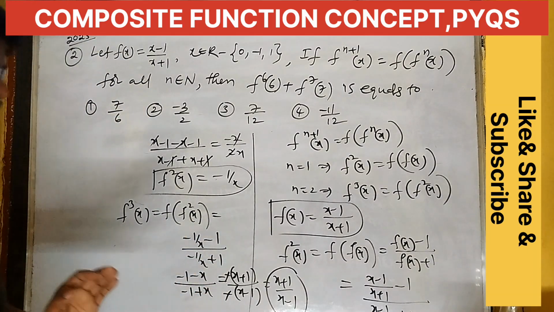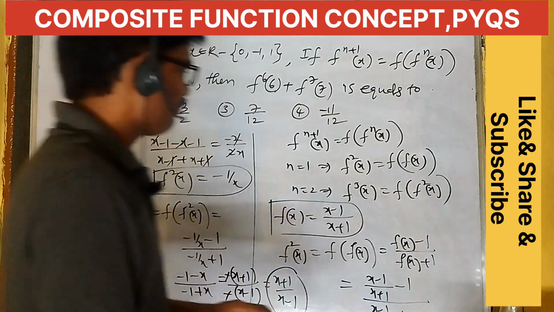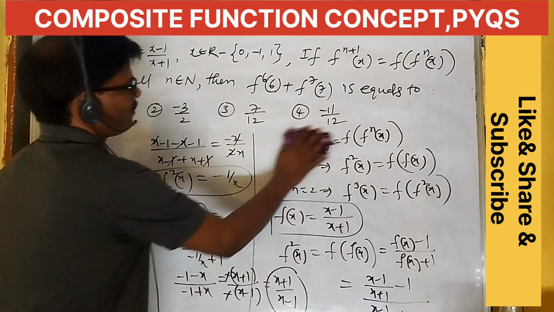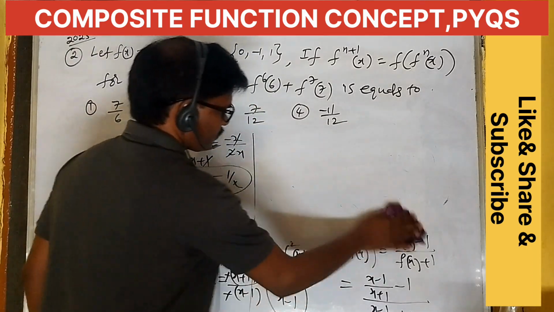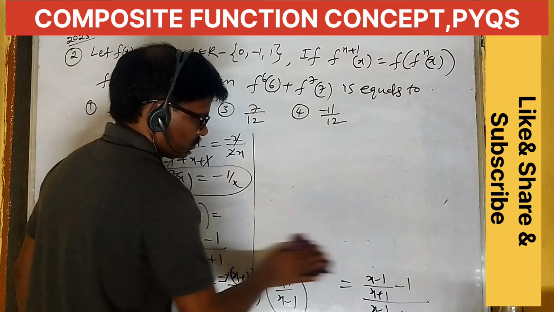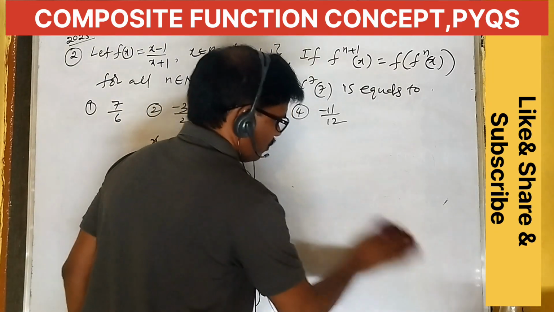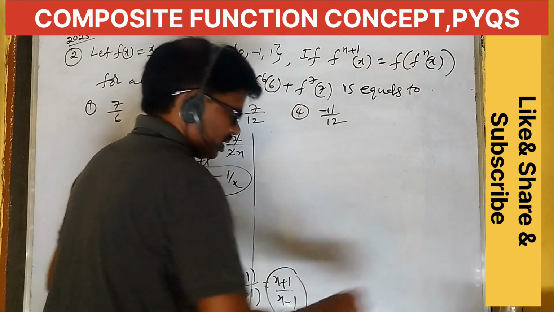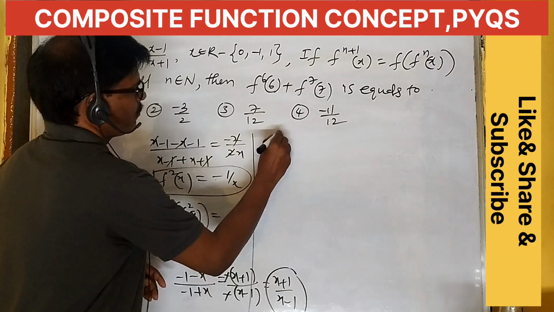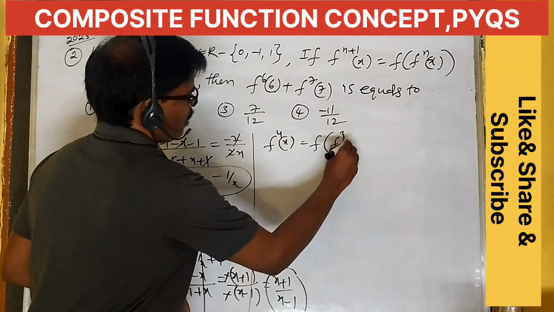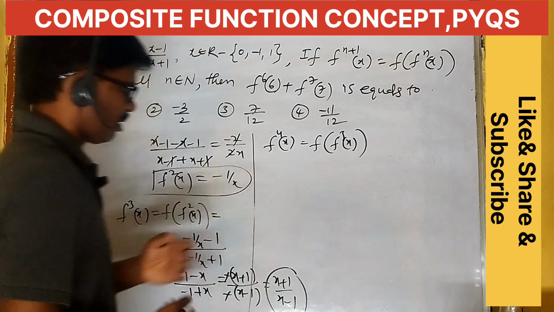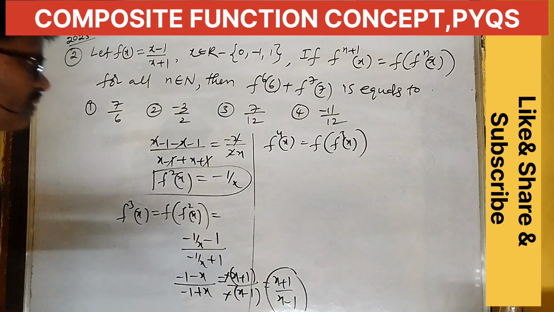Next, find f to the power 4 of x. f to the power 4 of x is equal to f of f cubed of x. What is the f cubed of x?